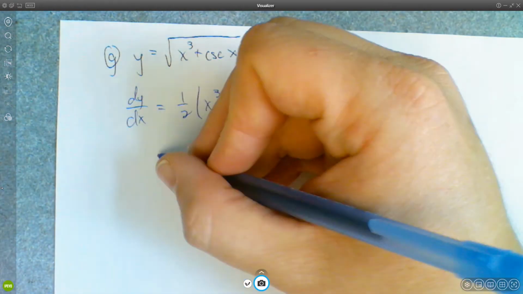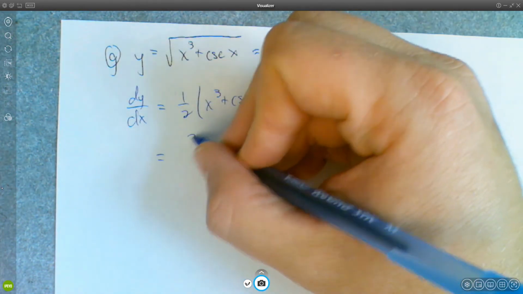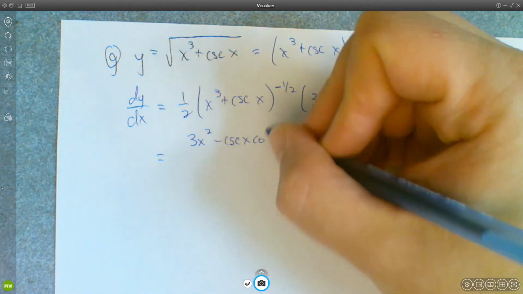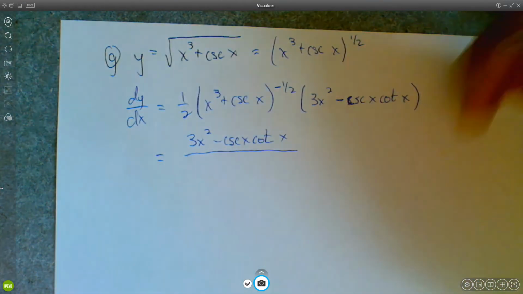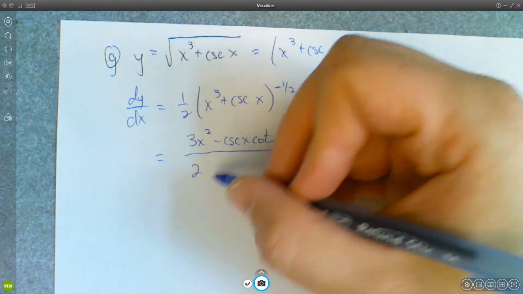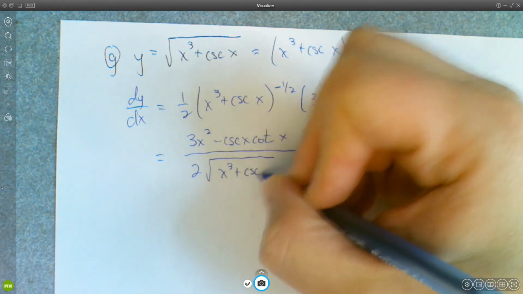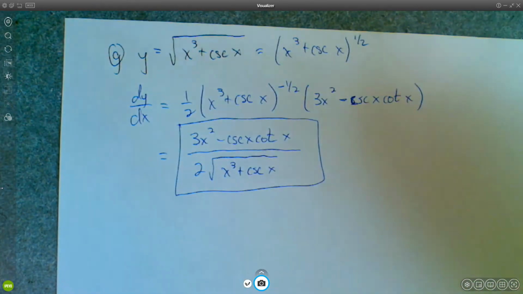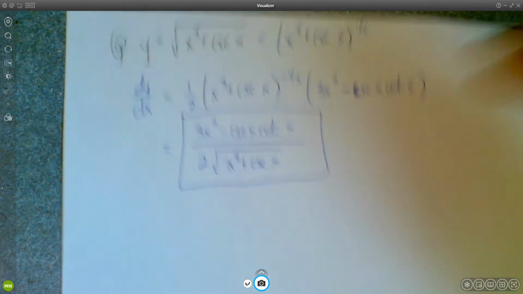Okay, so there's that one. We can clean it up a little. I'm gonna put everything in the numerator together, so we'll have the 3x squared minus cosecant x cotangent x all in the numerator together, and in the denominator it looks like we're gonna have a 2, and then we're gonna have a square root of x cubed plus cosecant x. Okay, another one.